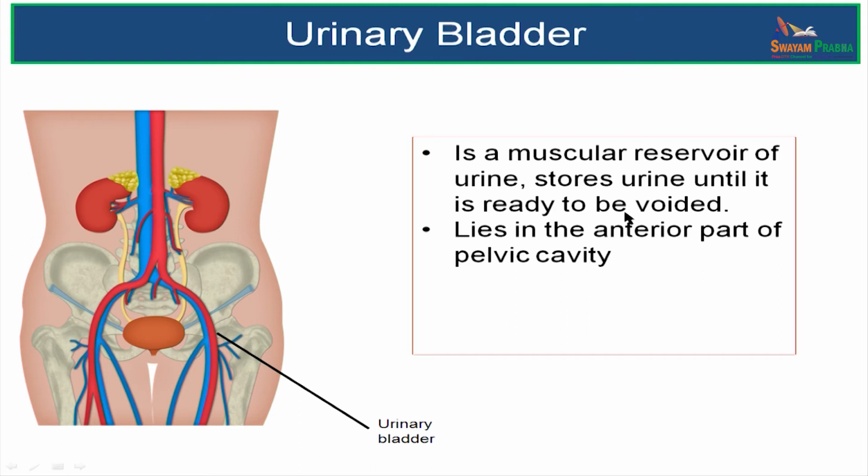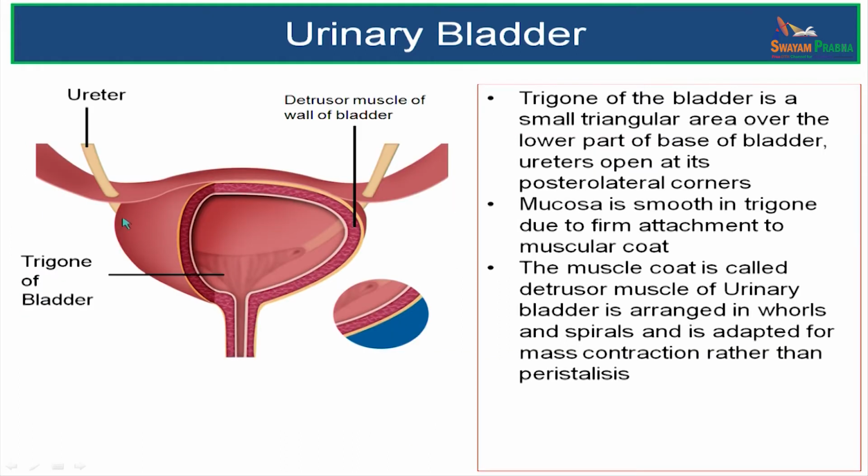So, what is the location of urinary bladder? You can see in this picture, this is the pelvic cavity. The urinary bladder is located in the anterior part of the pelvic cavity. This is a section of the bladder showing the muscle layer and also the interior of the bladder, the trigone of the bladder.